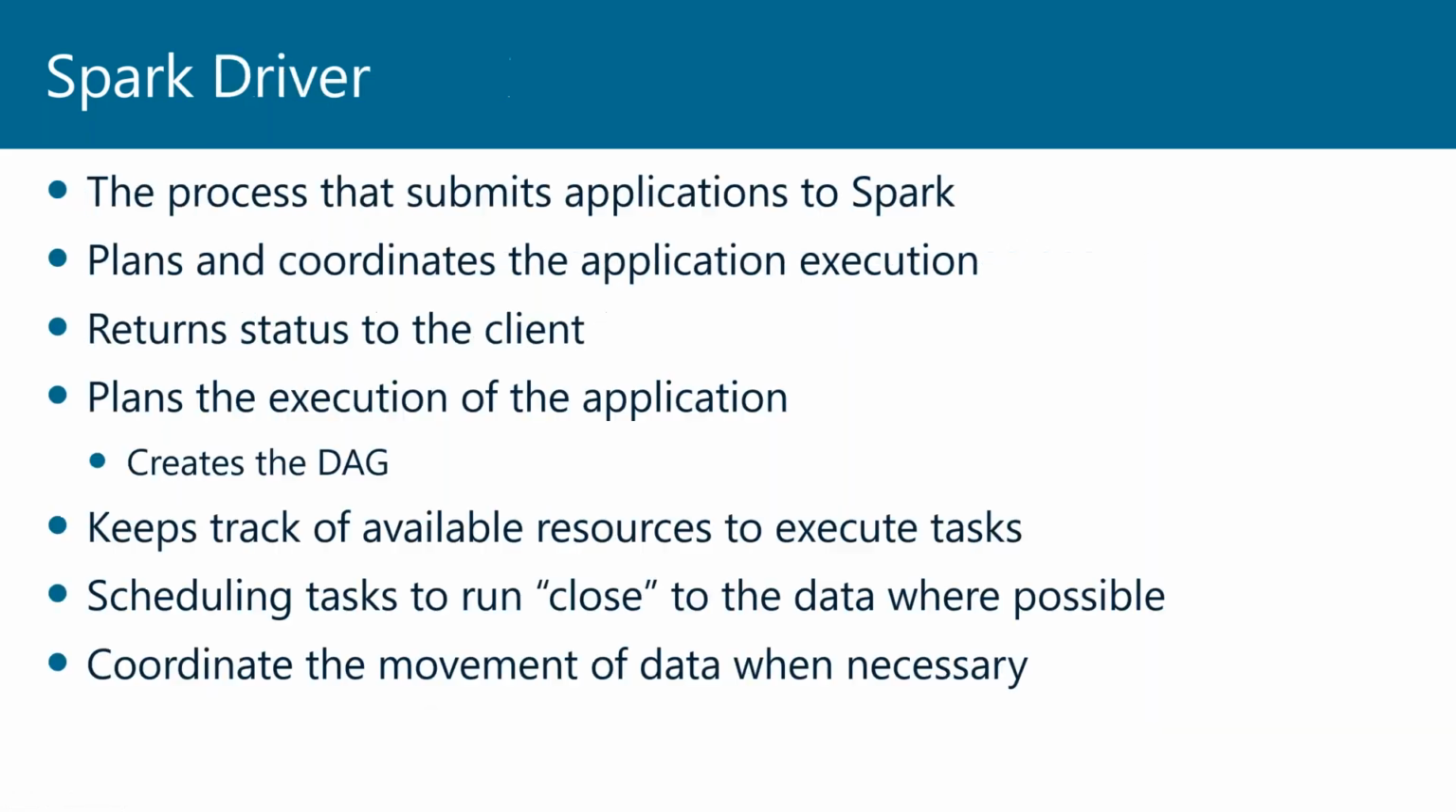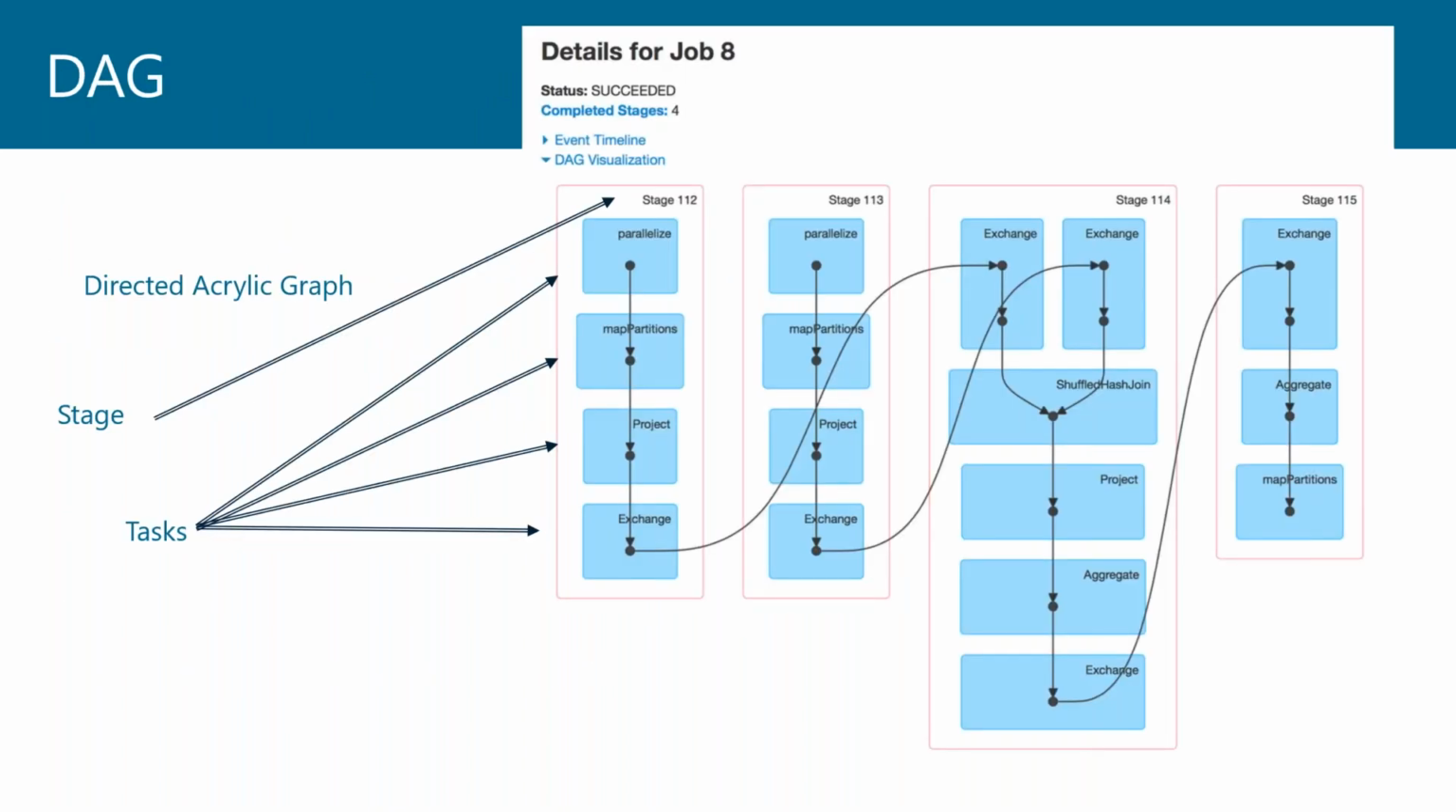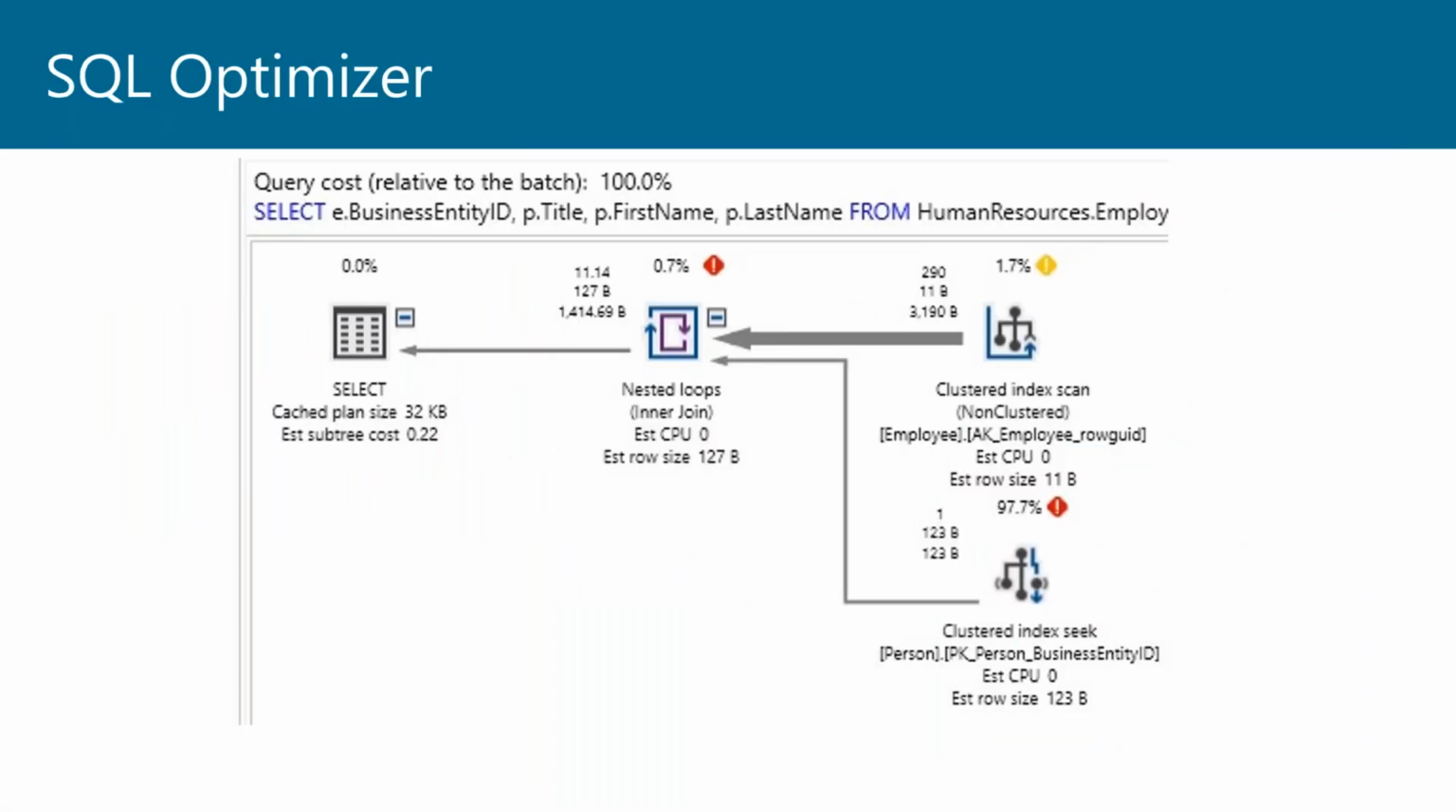A couple of things though, the Spark driver creates a DAG. See this DAG? Actually, let's look at the DAG here. So this directed acyclic graph is very similar to something you know and love, which is the SQL optimizer. So all of you SQL professionals are very used to seeing something like this, right? What is this? This is a physical execution plan, right? And what do we know about the SQL physical execution plan?